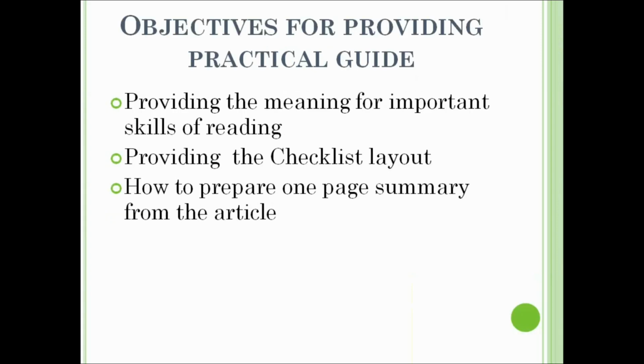So for today's session, I have some objectives, and they are: first, providing the meaning for important skills of reading, like reading critically, reading creatively, making a note of it, summarizing the article, and so on. Secondly, providing the checklist for each reading skill. And thirdly, I will be giving you tips on how to prepare a one page summary for the article that might be important for the literature review.